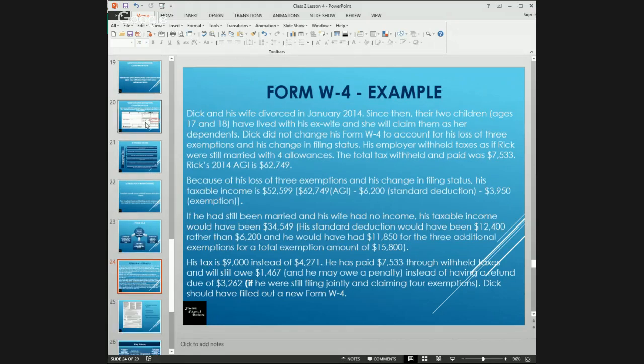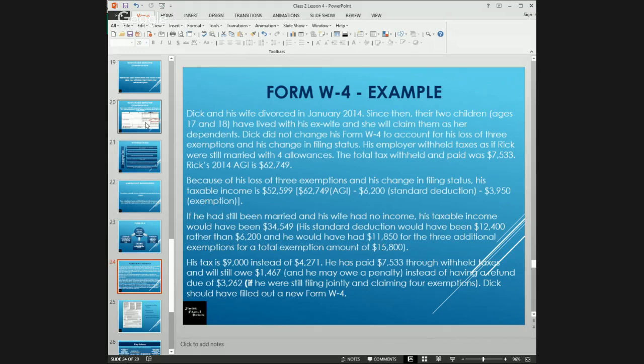Here we're going to look at an example just to give you an idea of what can happen when these W-4s are not updated and things get out of balance. In this instance, Dick and his wife were divorced in January. Since then, their 2 children have lived with his ex-wife, and she'll claim them as her dependents. Dick did not change his Form W-4 to account for his loss of 3 additional exemptions and his change in filing status. His employer continued to withhold his taxes as if he were still married with 4 allowances.